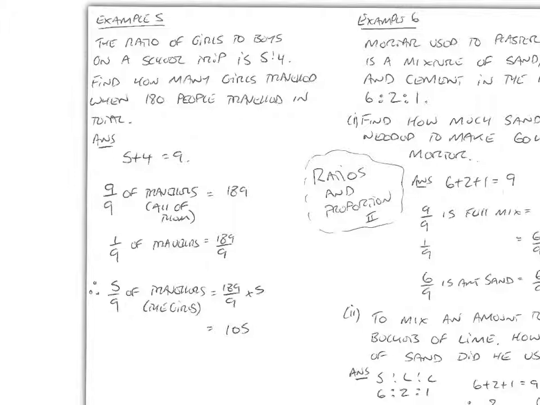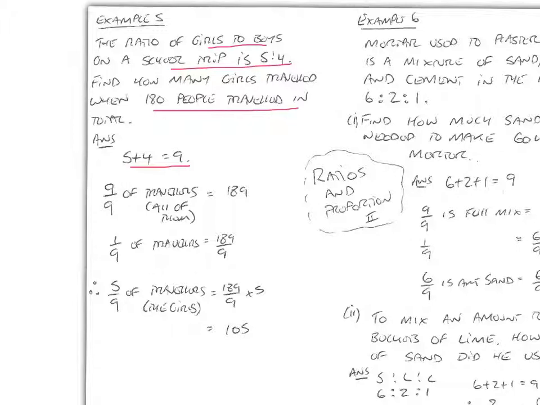And let's look at our fifth example then. The ratio of girls to boys on the school trip was 5:4. How many girls travelled when 180 people travelled in total? Okay, so we add the terms. So we know that there's 9 parts to consider, 5/9 and 4/9, or 9/9. We'll have a look now and see.